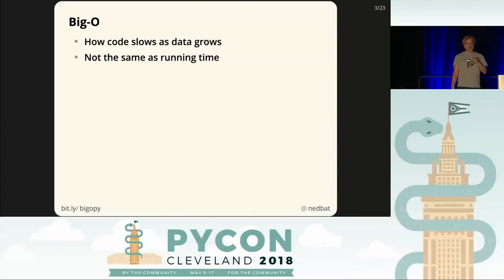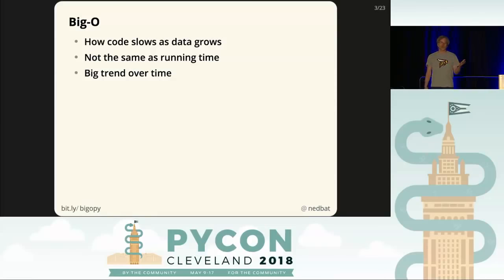And this is not the same as the running time of any particular run of your code. We're not trying to measure the time in seconds. We're not trying to figure out exactly how many of them you can do in one transaction. We're talking about the trend over time, over many runs of your code. How does it slow down as the data gets larger and larger and larger?